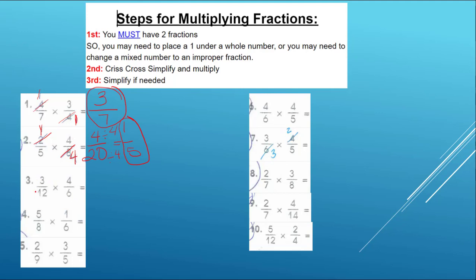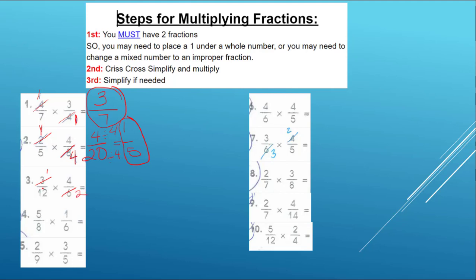Number 3, 3/12 times 4/6. Okay, so we have two fractions, so second step, we're going to see if we can crisscross simplify, and we can. So let's look at our 3 and our 6. What can both of those be divided by? Well, they can both be divided by 3. 3 divided by 3 is 1. 6 divided by 3 is 2.